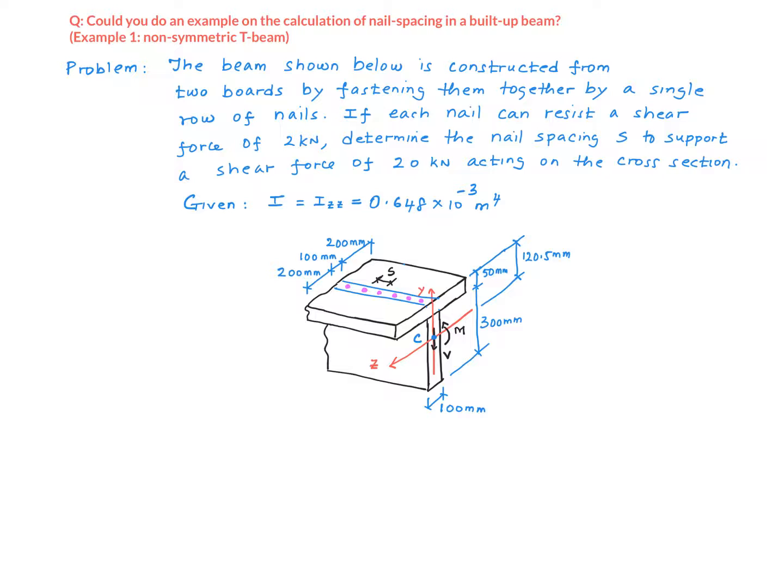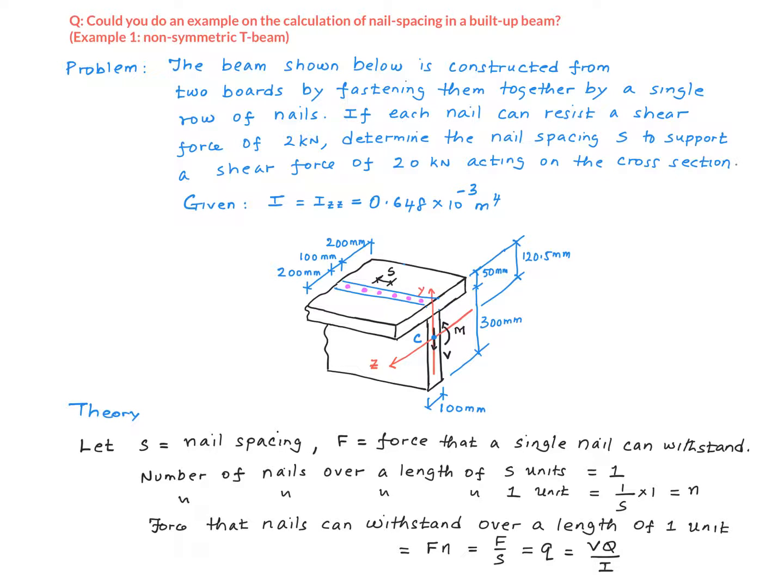The first two steps of solving a problem like this are, number one, find the location of the centroid, and number two, find the second moment of inertia of the cross-section about the z-axis, right? In this problem, they are given to us. This distance is 120.5 millimeter, where the z-axis is placed right on the centroid C, and the y-axis, of course, goes through the centroid again in a vertical direction. The second moment of inertia about the z-axis, I, is 0.648 times 10 to the minus 3 meter to the power of 4. So this allows us to focus just on the calculation of the nail spacing S.